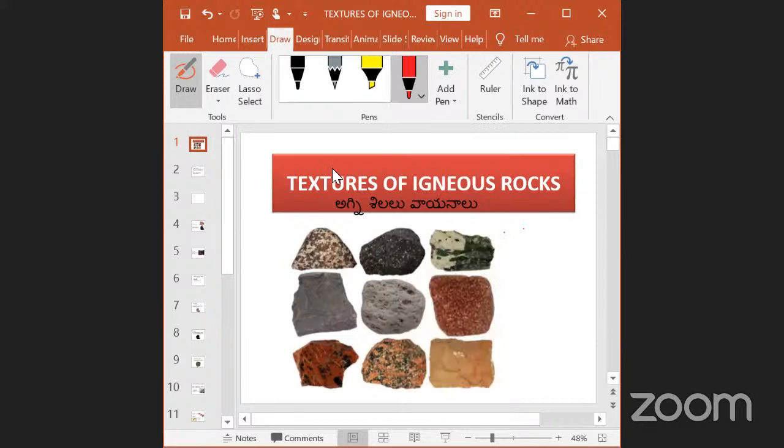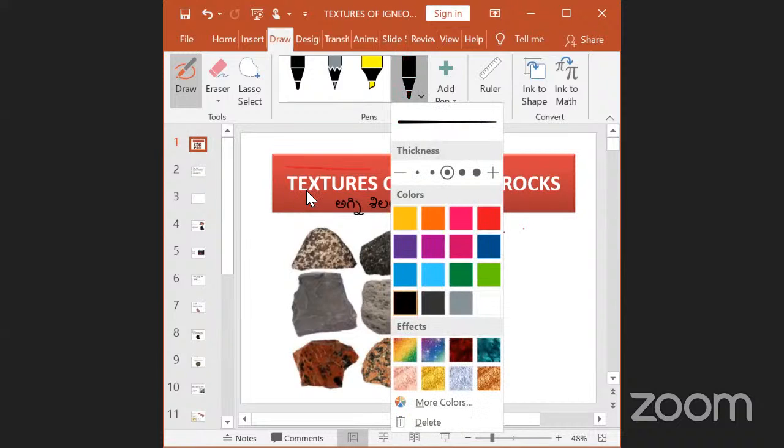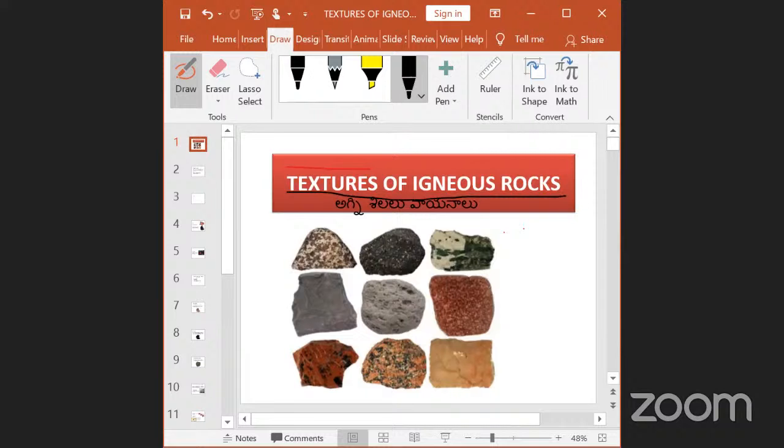Textures of igneous rocks. Igneous rocks are made up of mineral crystals or grains, formed due to the crystallization of magmas. As magma moves upward, minerals start to crystallize from it due to the cooling process.